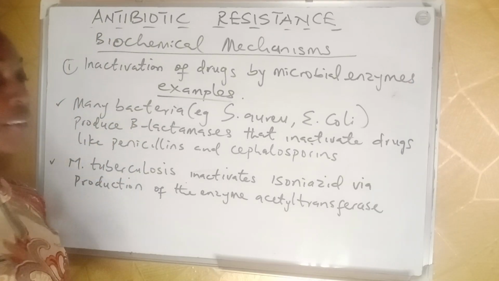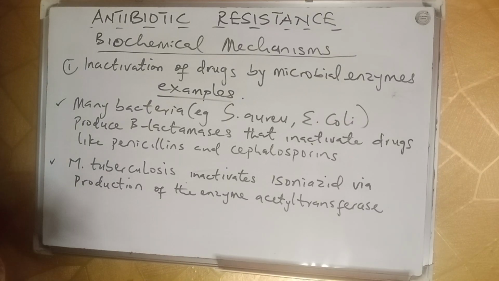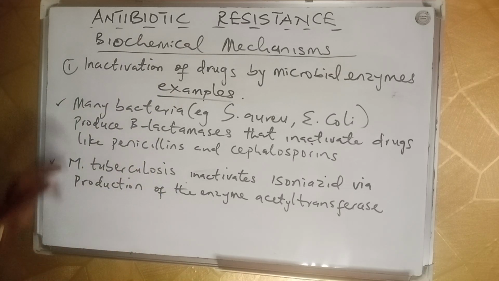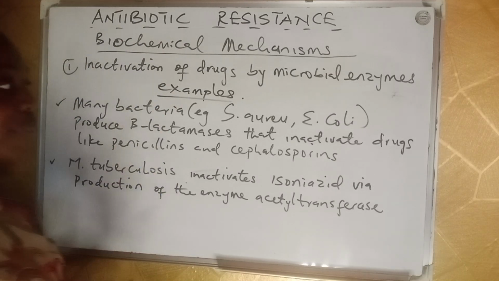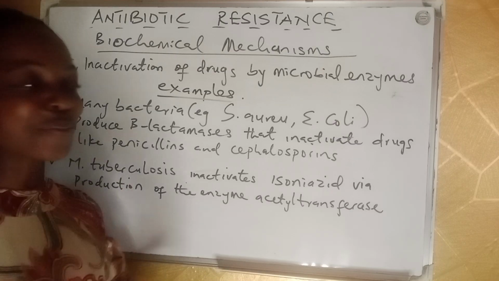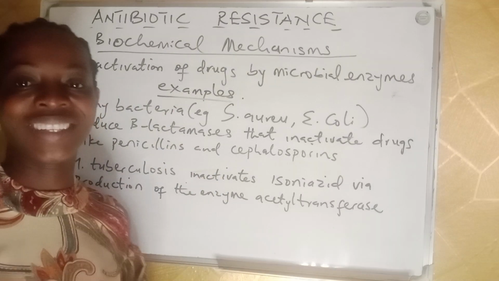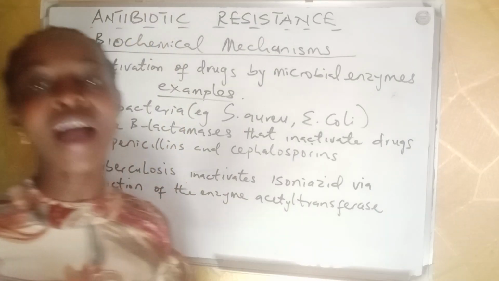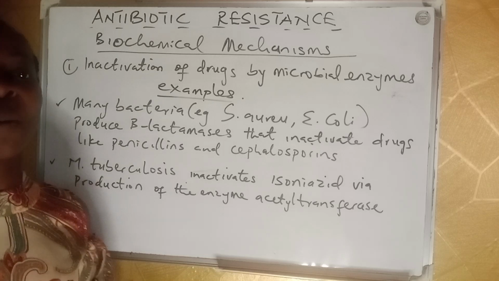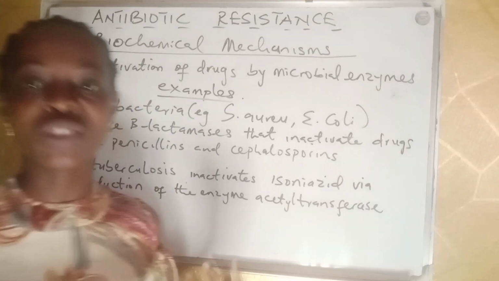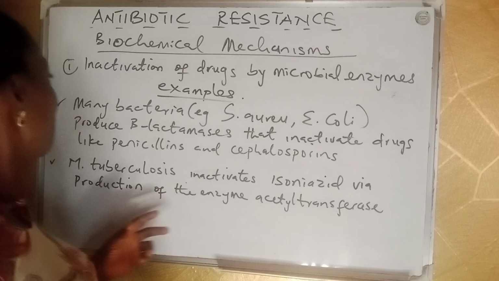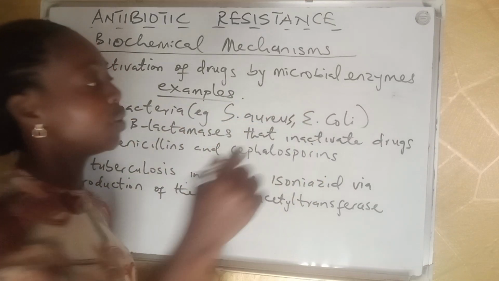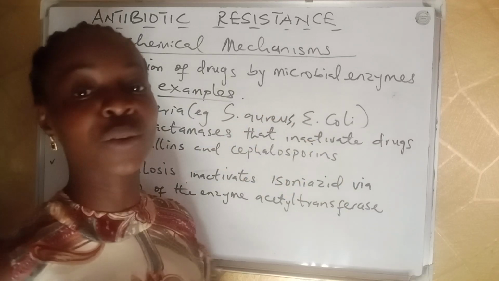Number one, the biochemical mechanism by which microorganisms resist antibiotic drugs is inactivation of drugs by microbial enzymes. These microorganisms are able to render the drugs we take against them inactive, ineffective, by producing enzymes that can degrade these drugs. An example is S. aureus or Staphylococcus aureus and Escherichia coli.